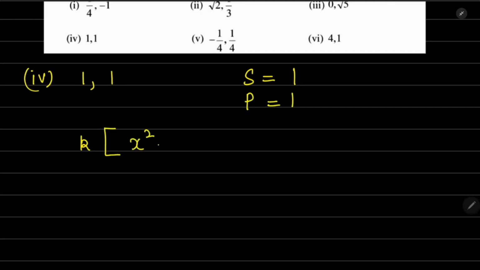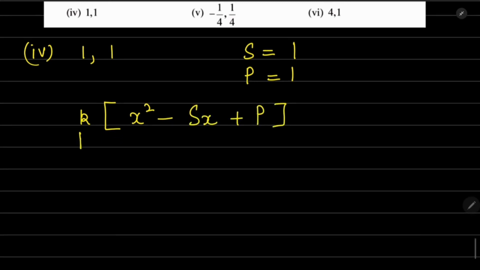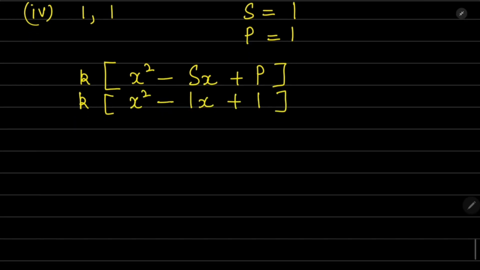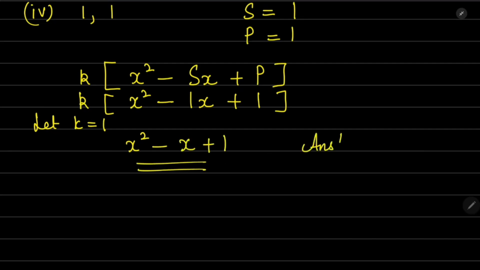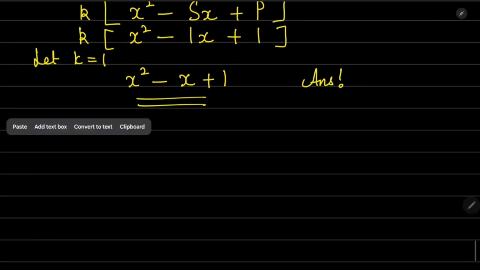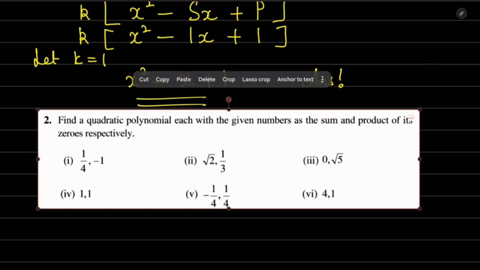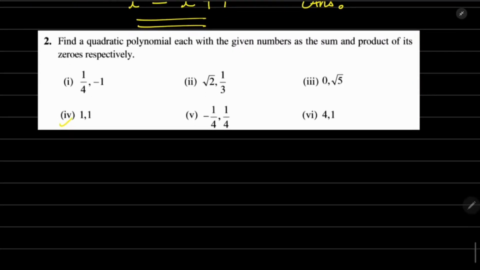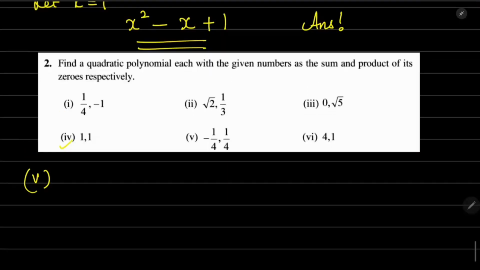X square minus sx plus the product of the zeros. So let's substitute k into x square minus 1 into x plus 1. Right? So let k be equal to 1. So your answer will be x square minus x plus 1. See how easy it is. You will be able to do it within a minute, right? Provided you know these, you should have solved these sums. So we are done with the fourth also.